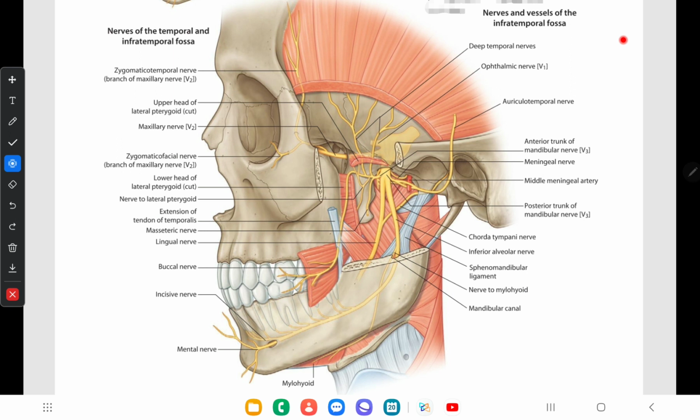Then it supplies the mandibular teeth and gums. Its branch is called the mental nerve. You can see this is the mental nerve. It leaves through the mental foramen.